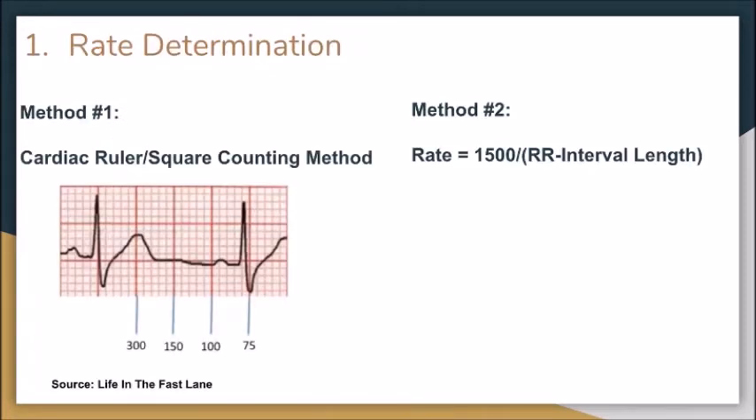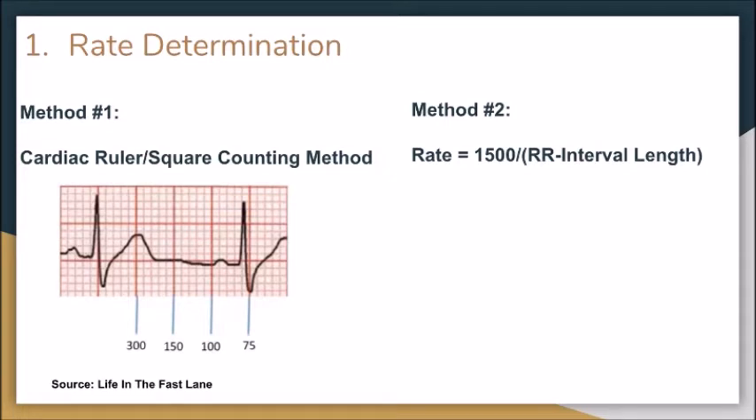Let's start by talking about how to determine the rate of an EKG. Note that the rate of the EKG will correspond to the patient's heart rate, or how many times their heart is beating per minute. There are two main methods to calculate the rate. There is the square counting method we have on the left, and there's a formula that we have on the right. Let's start by talking about the square counting method.